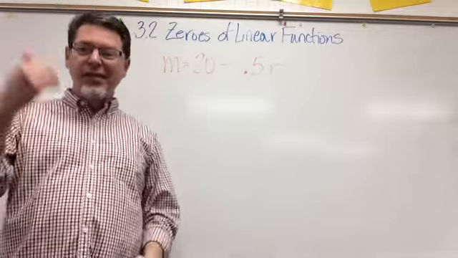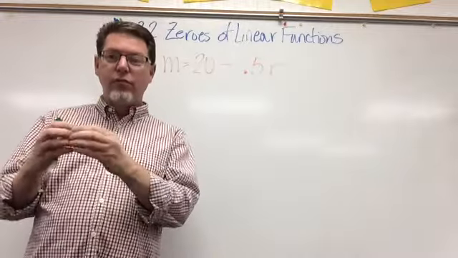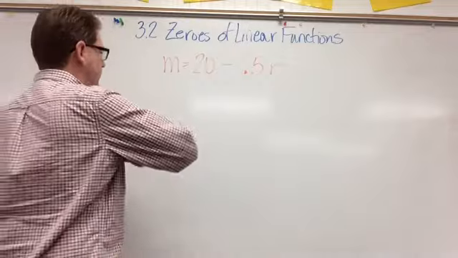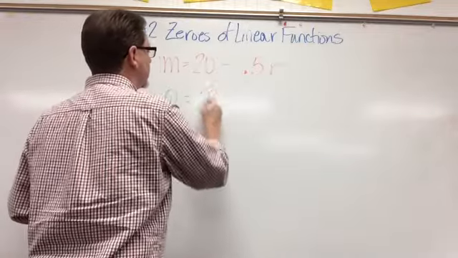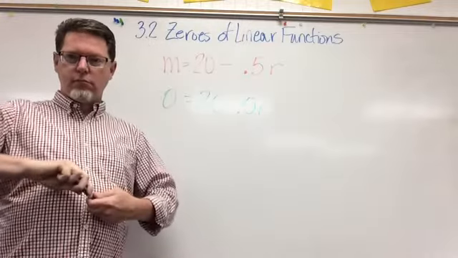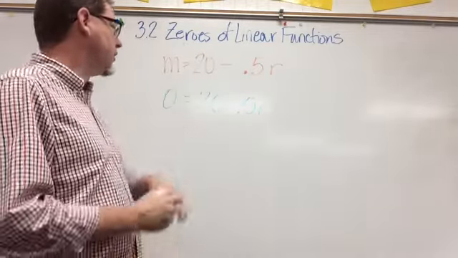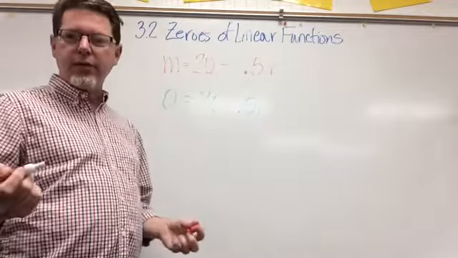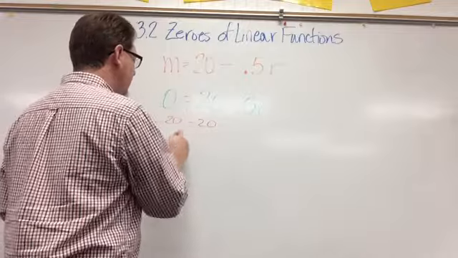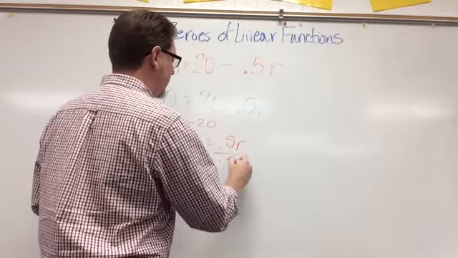So I need to find the zero of this function, because the zero of this function would tell me when I have 0 money left. Okay? So, plug in the 0. So 0 equals 20 minus 0.5r. Now what do I have to do to both sides? Subtract 20. Negative 20 equals negative 0.5r. Divide both sides by 0.5.